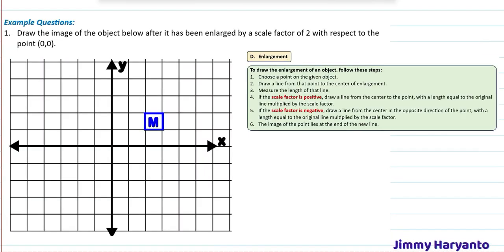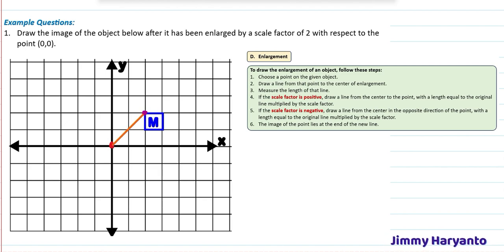Okay, let's try this. Draw the image of the object below after it has been enlarged by a scale factor of 2 with respect to the point 0, 0. So the center of enlargement is 0, 0, like that. First step is to choose one point on the given object. Let's say I choose this point, the purple one, and then draw a line from that point to the center of enlargement. I will draw it like this, 2 units diagonally, yeah.